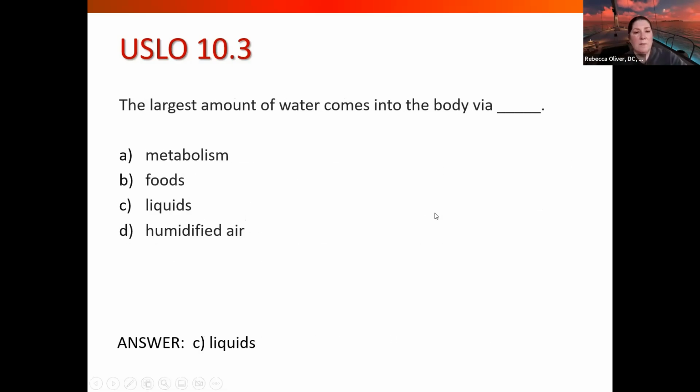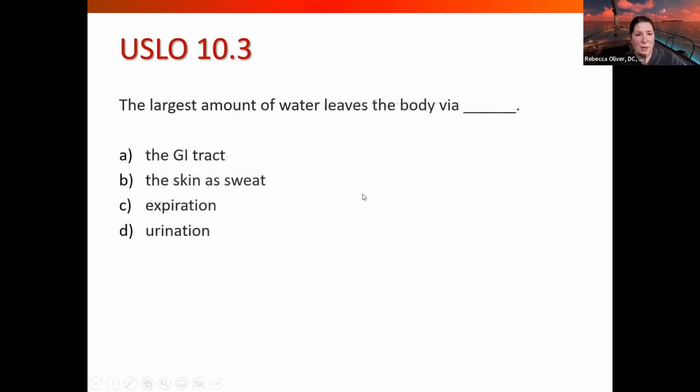All right. Oh, already got the answer exposed. The largest amount of water comes into the body by way of liquids. It's what we drink. All right, that was disappointing. Sorry about that. All right, the largest amount of water leaves the body by what mechanism? And if you remember that image that I showed you, I made the statement that about as much as we drink is about as much as we urinate.